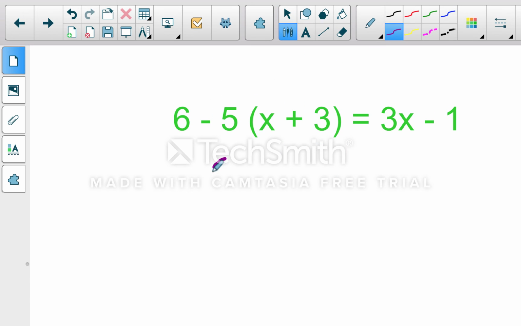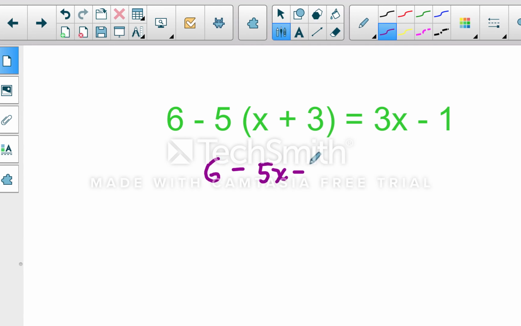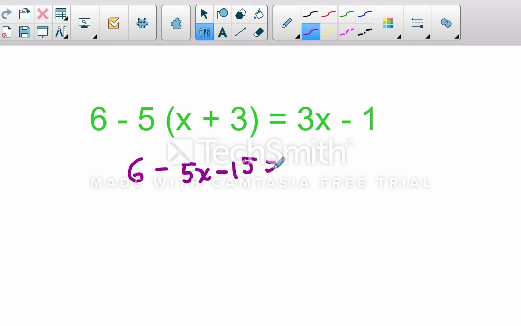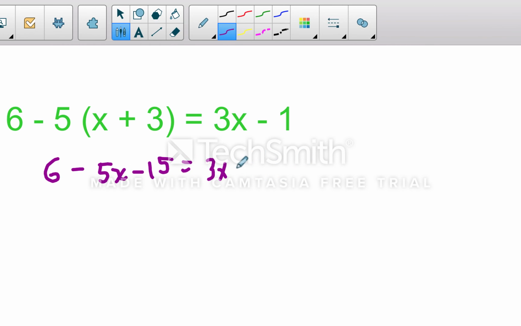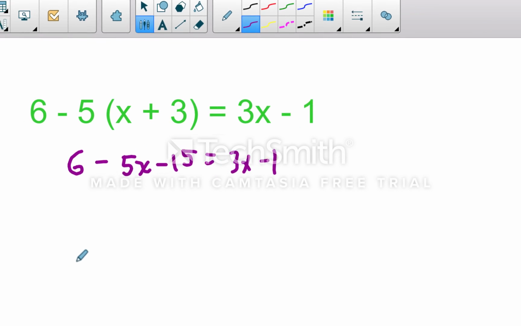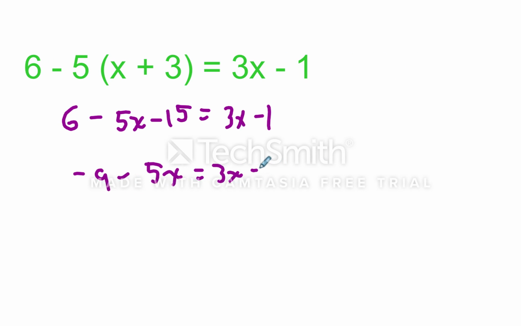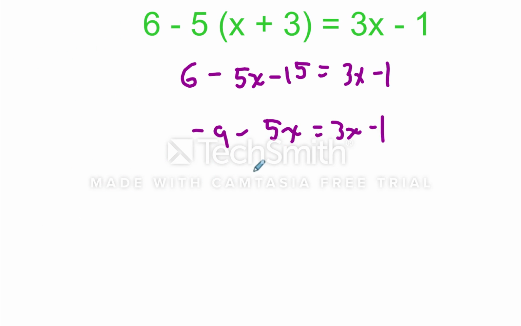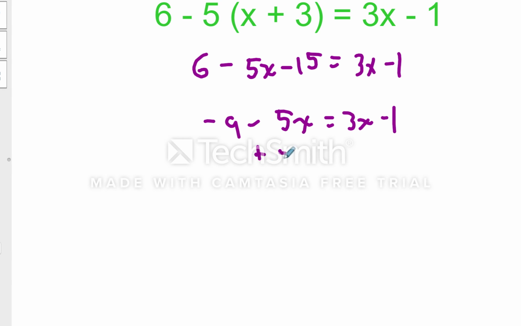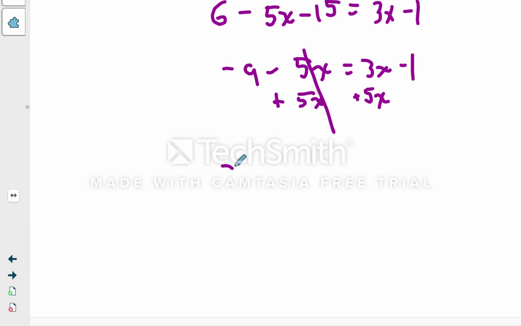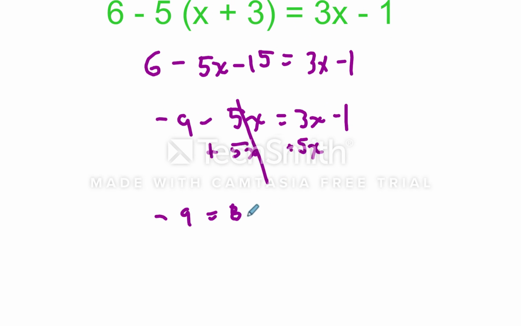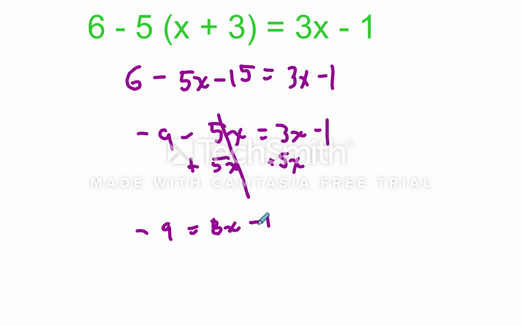All right, last one I'm going to show you. Again, if you want to pause it and try it on your own. 6 minus 5x minus 15 equals 3x minus 1. So let's see. Like terms, 6 and negative 15, they make negative 9. And now I want to get all my x's on one side, so we'll add 5x here. Now the problem reads negative 9 is the same as 8x, right? Because it's 3x plus 5x minus 1.